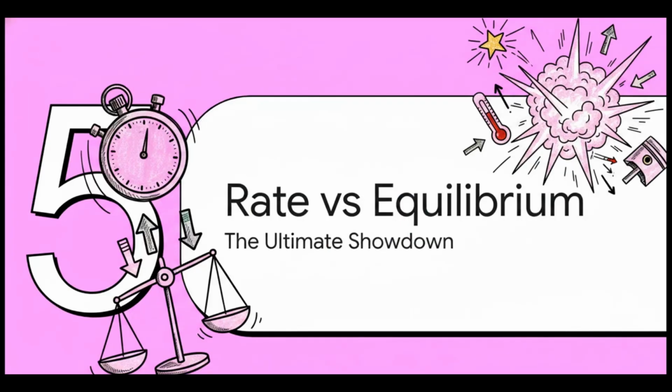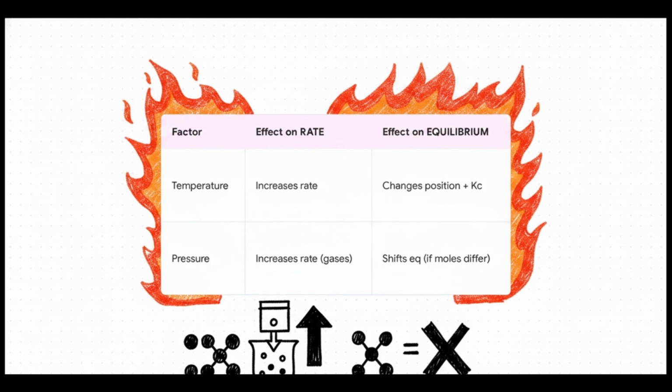Section 5. Rate versus equilibrium compared. So we've explored speed and balance totally separately. Now it's time for the ultimate showdown, comparing them directly. You'll see that temperature is the universal lever. A bump in temperature will always increase the rate of reaction, and it will always change the equilibrium position and the Kc value depending on if it's exothermic or endothermic.